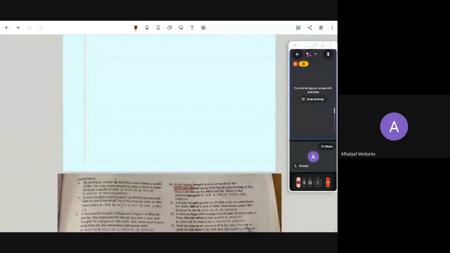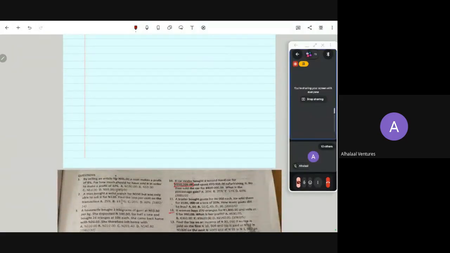Let's see question 12 as well. A woman buys 270 oranges for 180 naira and sells at 5 for 54. What is her profit? This one is very simple. A woman buys 270 oranges for this and sells at 5 for this. What is her profit? Can somebody do that quickly?